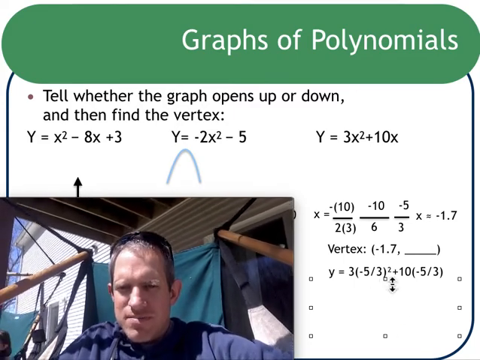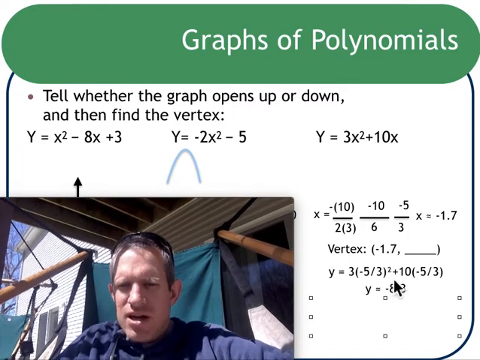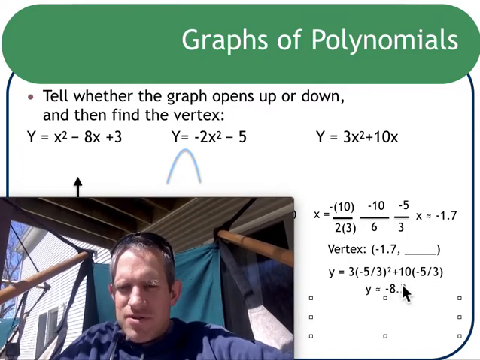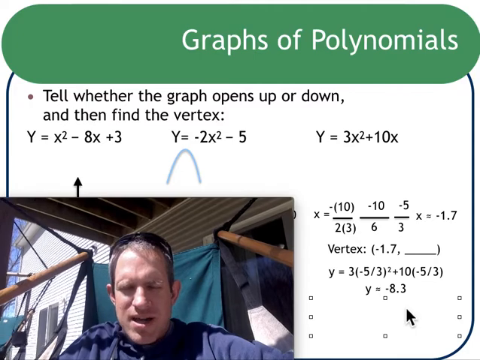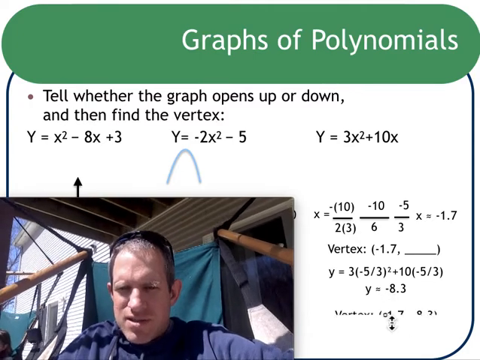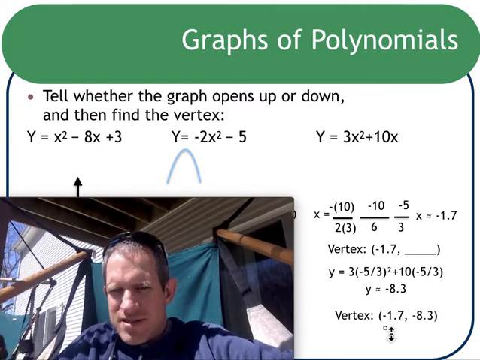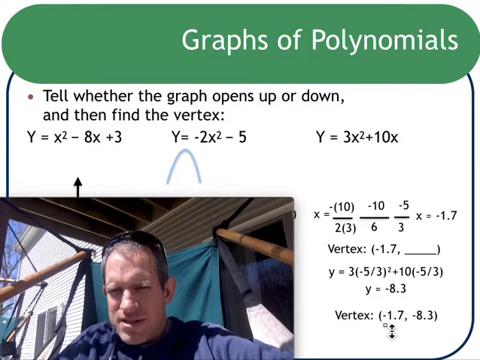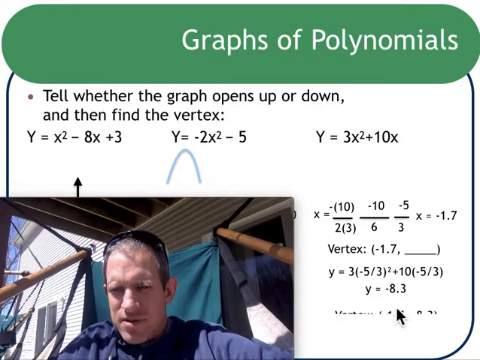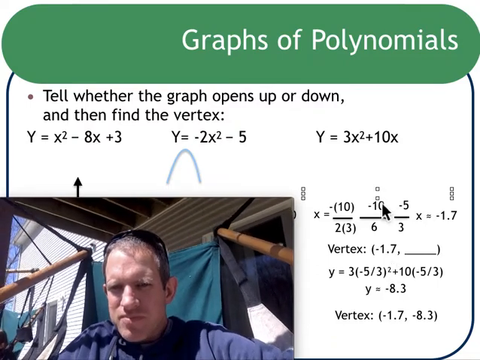Negative 5/3 times negative 5/3 times 3 plus 10 times negative 5/3, all on a calculator, worked out to be negative 8.3. And so that means the final vertex is here at negative 1.7 and negative 8.3.